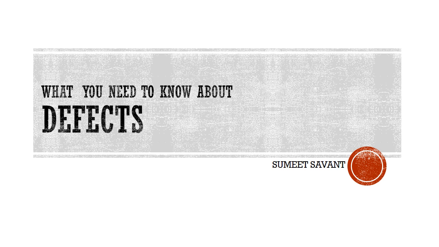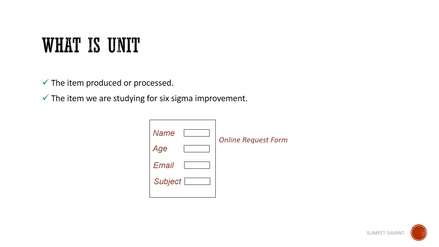In this video, we are going to explore the basics that you need to know about defects. What is a unit? It's an item produced or processed. Basically, it's the item we are studying for our Six Sigma improvement. Say for example, here we see an online request form with 4 fields.